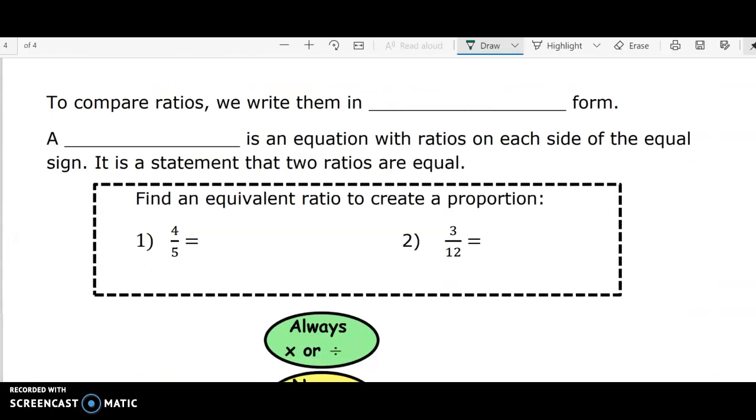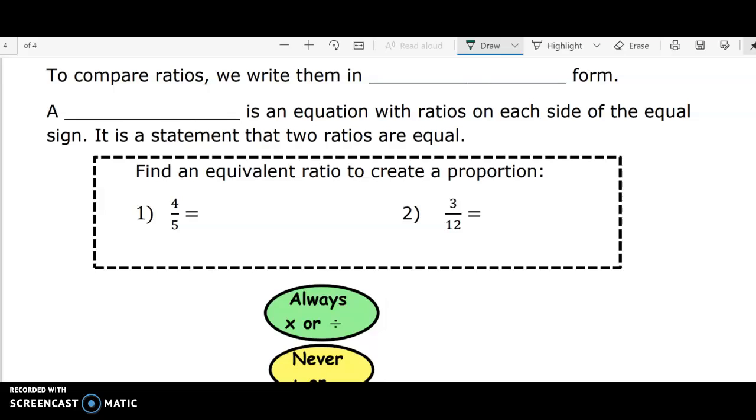Keep going. To compare ratios, we write them in fractional form. I'm going to stop right there.